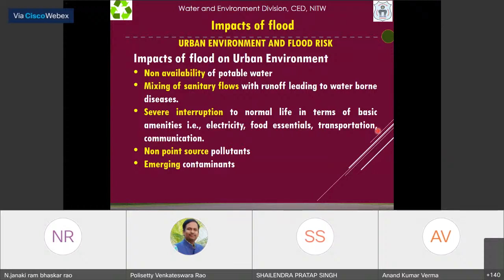Coming to the urban environment, people have become habituated to several products in their day-to-day life, right from floor cleaning to cosmetics and different types of products they use in urban life. All these result in emerging contaminants in the urban runoff, which arises out of floods. All these things have a final path, a destination.